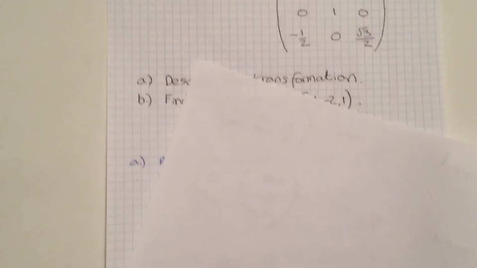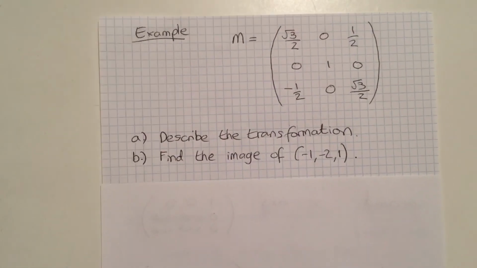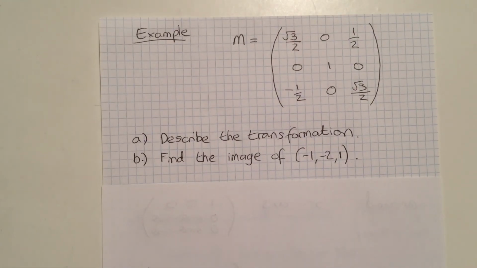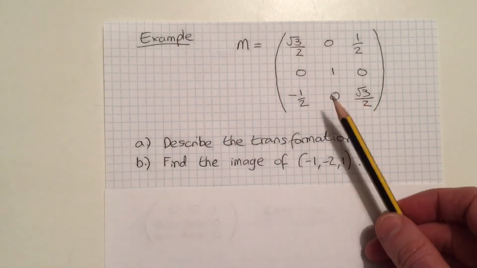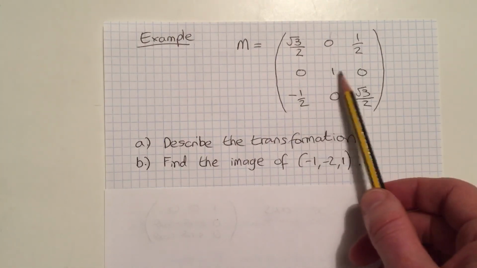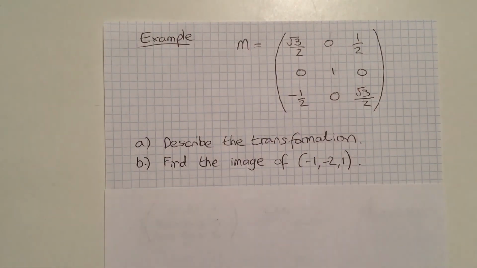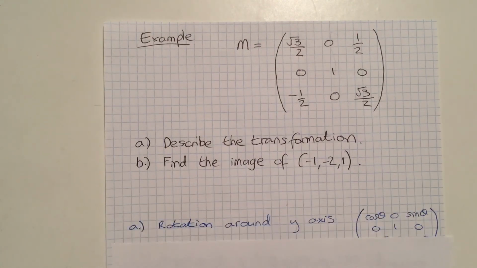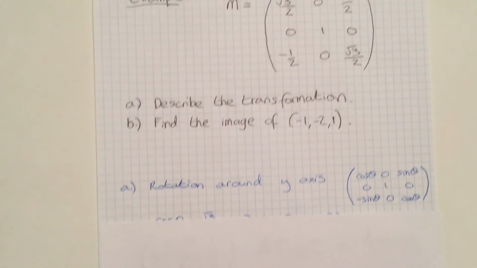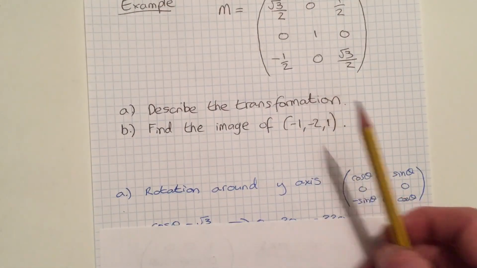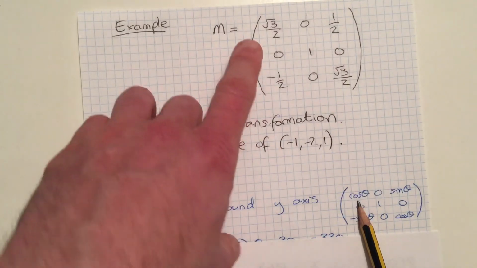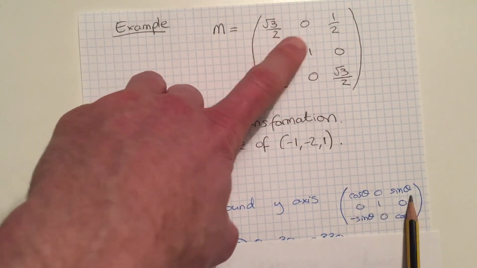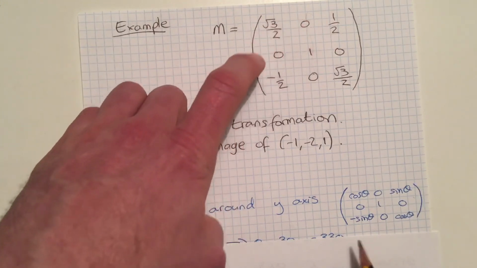Okay, let's look at an example. So we have got a matrix M there. Part A says to describe the transformation, and then part B says to find the image of this point under the transformation. So straight away, by looking at this, I'm seeing the 0, 1, 0 and the 0, 1, 0 across here. I'm thinking this is probably a rotation around the y-axis. And then I'm comparing this to the standard formula. And so I'm thinking that cos theta is my root 3 over 2, and sine theta equals a half. And that seems to be consistent.